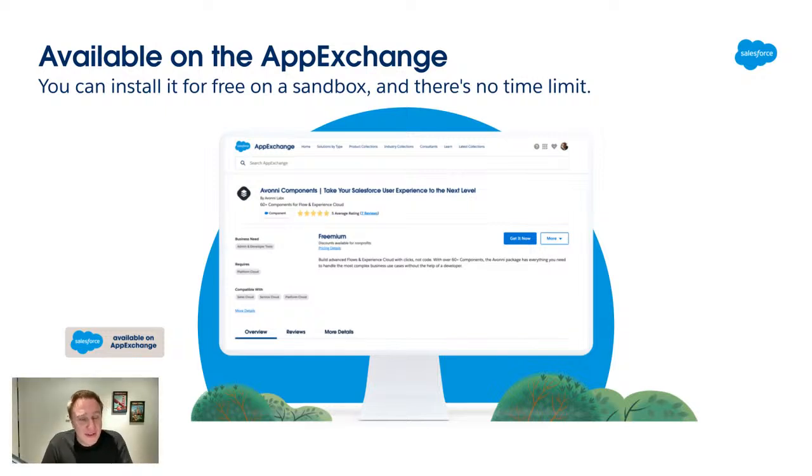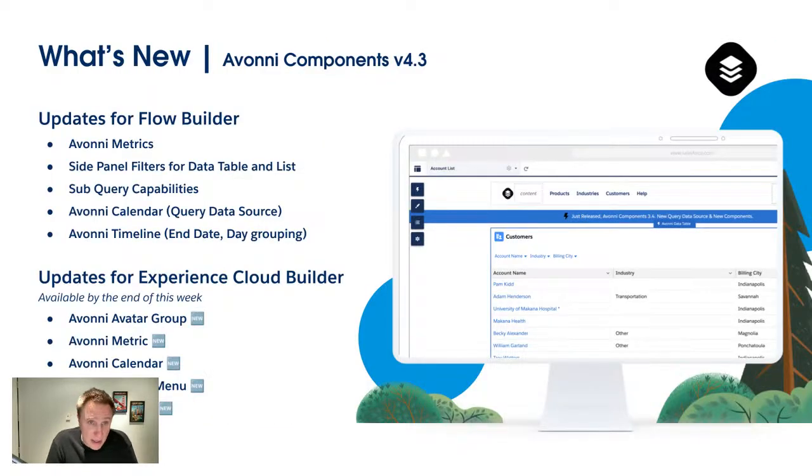Once again, let me know if you have any specific question regarding what I just showed you today regarding new features. As a quick recap, we talked about new features regarding the Avonni components, like updates for Flow Builder, Avonni Matrix, which now supports the query data source, where you can really display Salesforce data as a metric, and everything is easily configurable. We also deliver side panel filters for the Avonni Data Table and the Avonni List. You now have subquery capabilities when you're using the query data source.